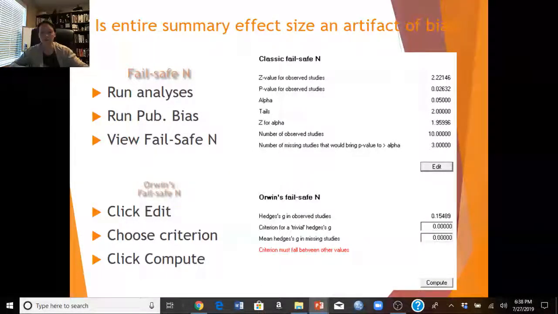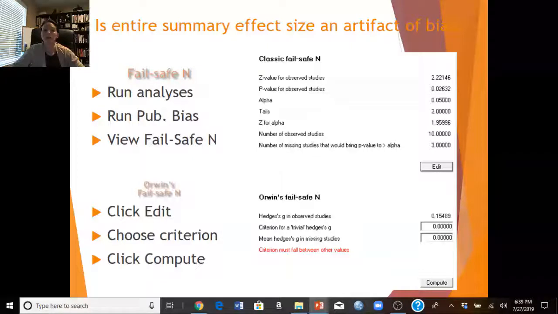Secondly, let's talk about Orwin's failsafe N. Orwin did a variation on the classic failsafe N, and he wanted to look for values that were trivial instead of looking to bring it all the way down to 0. And instead of basing it on the z-value, we're actually looking at the effect size, which is really what we want to be focusing on in a meta-analysis, because it's really all about the effect size. So to us, Orwin's is even a little bit more important than the classic failsafe N.